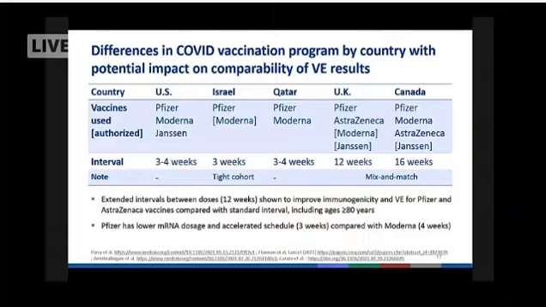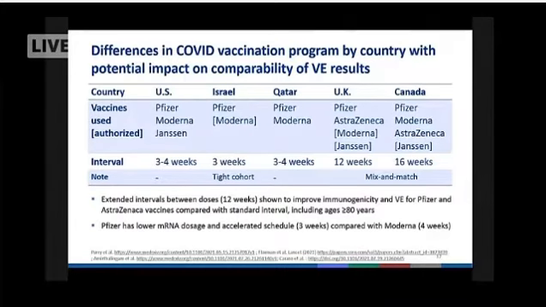As part of a dose-sparing strategy, they also adopted extended dose intervals of up to 12 to 16 weeks, which were later shown to improve immunogenicity and VE compared with standard intervals, including for ages greater than 80 years. The countries also support mixing and matching between vaccines, which has been shown to increase VE.